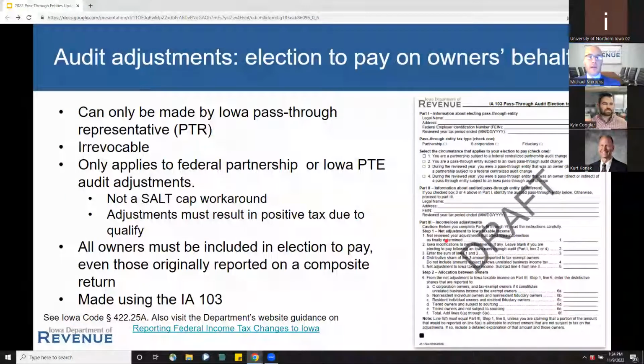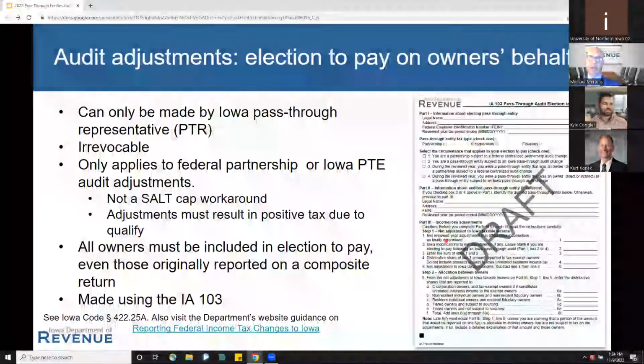So let's talk very briefly about that election to pay. The election to pay is made on the Iowa 103 pass-through audit election to pay schedule. The election to pay can only be made by the pass-through representative, which we'll talk about here in a moment. When made, it's irrevocable. An important point here is that it only applies to federal partnership or Iowa pass-through entity audit adjustments. This is not what's traditionally called a SALT cap workaround. Iowa does not have one of those optional entity level taxes that several states have.